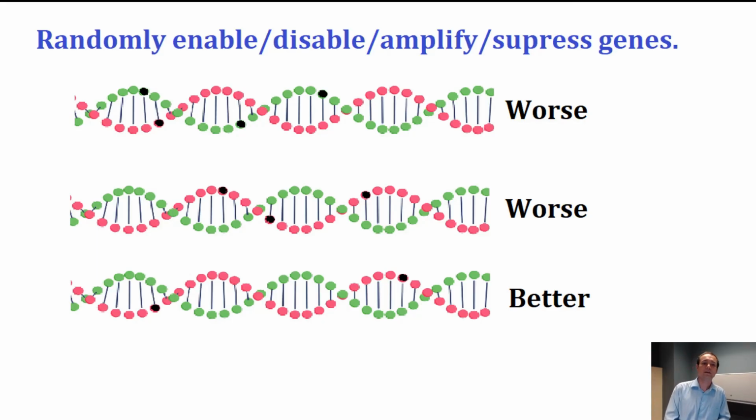We have randomly enabled, disabled, amplified, or suppressed genes. Again, we didn't see in any experiment that new, useful genes were created. So we really only deal with enabling, disabling, amplifying, and suppressing genes. And moreover, it's not even random, because recent experiments show that when the environment changes, the cell begins this mutation process in a more aggressive way. So more mutation happens when there is a change in environment.